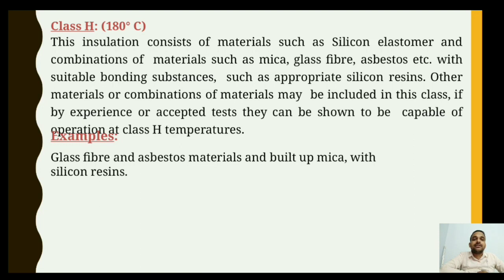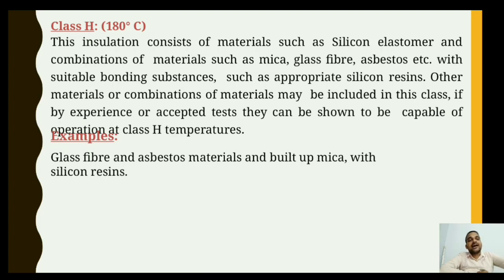So for that, several enhancements have been done with respect to the insulating material, with respect to its own lattice, we can say. And the examples for class H are glass fiber and asbestos material, built up mica with silicon resins.